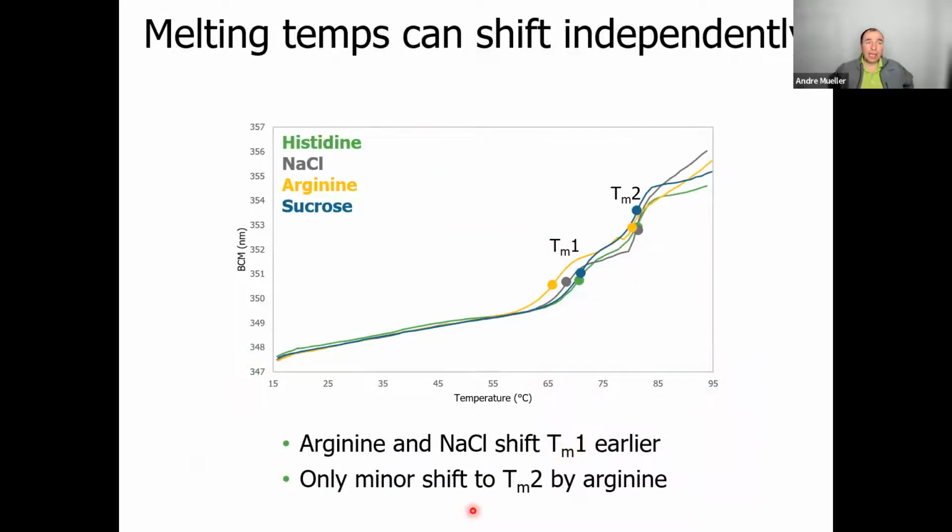If we're first looking at the melting temperatures, we can see that the TM1 is shifted to lower temperatures in the sodium chloride condition and also in the arginine condition. Looking at TM2, the melting temperatures are much closer together. You could maybe say arginine is a little bit lower than the other 3, but it's nowhere near the several degree change that we see for TM1.